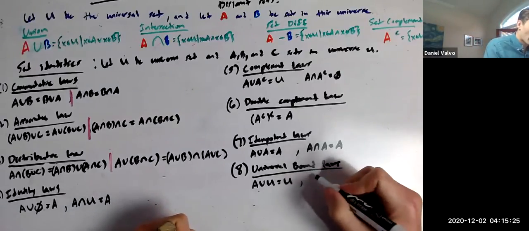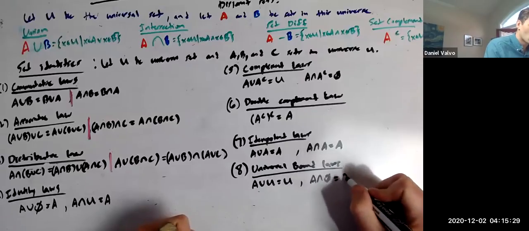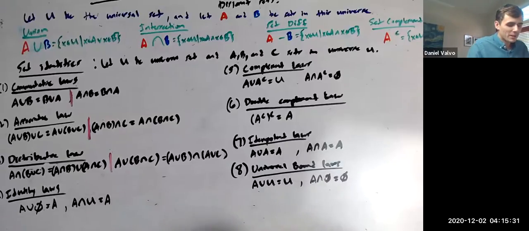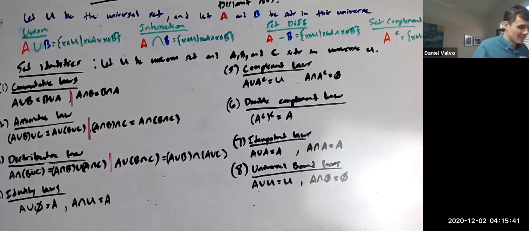And then the other way around is that A intersect the empty set is always going to be the empty set. Because A intersect the empty set are the shared elements between A and the empty set, but there are no elements in the empty set. So there's nothing to share. So it's just the empty set.